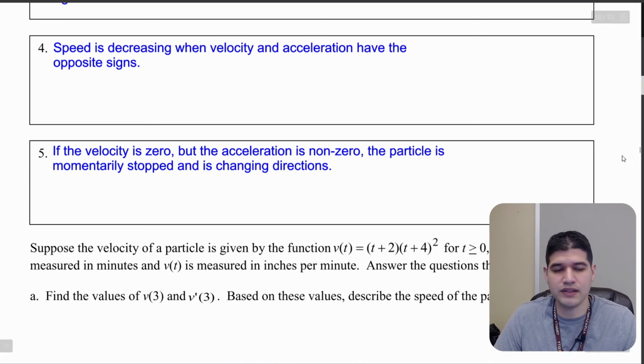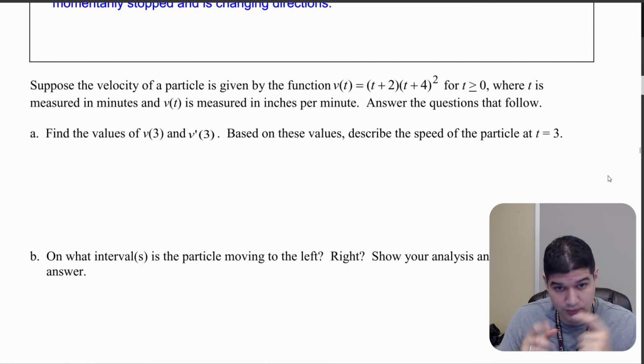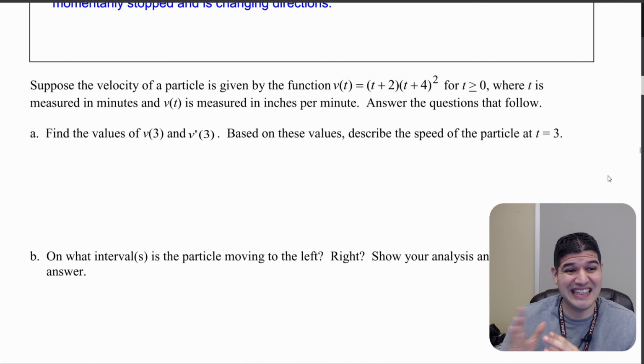All right, so let's use these commandments to talk about speed here in this question. So suppose the velocity of the particle is given by this function v of t. So keep in mind we're given velocity, okay? T is measured in minutes and v of t is measured in inches per minute. So we want to find the values of v of 3 and v prime of 3, and then we'll be able to describe what the speed of the particle is doing at 3 minutes.